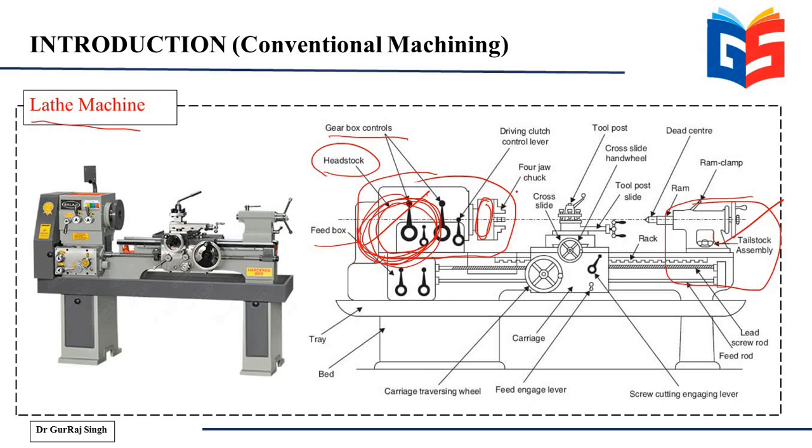Then you have the chuck. Now I've written a 4-jaw chuck here. It can be a 3-jaw chuck as well. There are different types of fixtures that may be used for holding the workpiece.